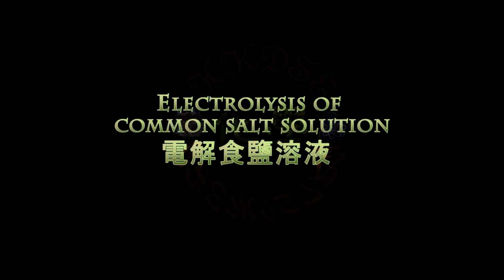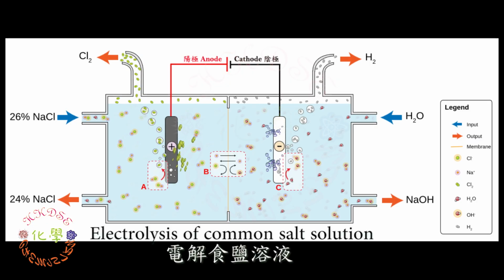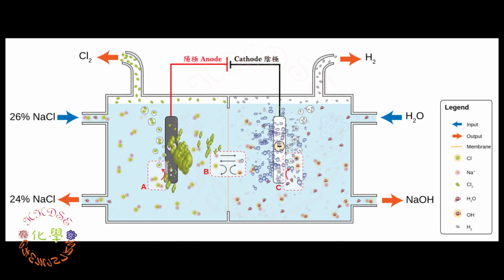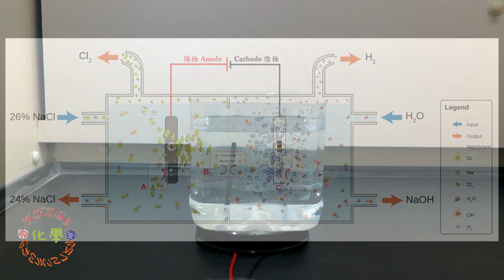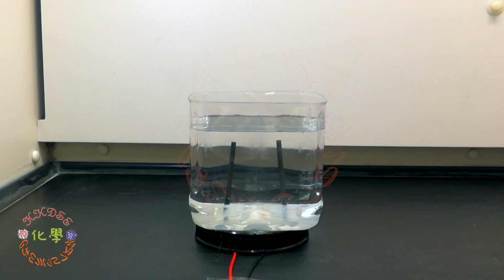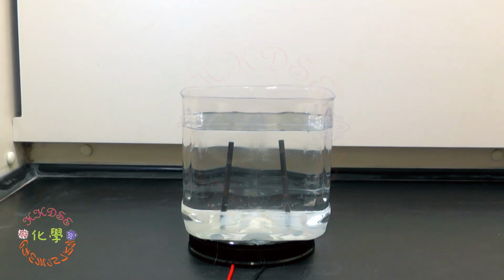Electrolysis of common salt solution. The chloralkali process is an industrial process for the electrolysis of concentrated sodium chloride solutions, which is called brine. It is the technology used to produce chlorine and sodium hydroxide.